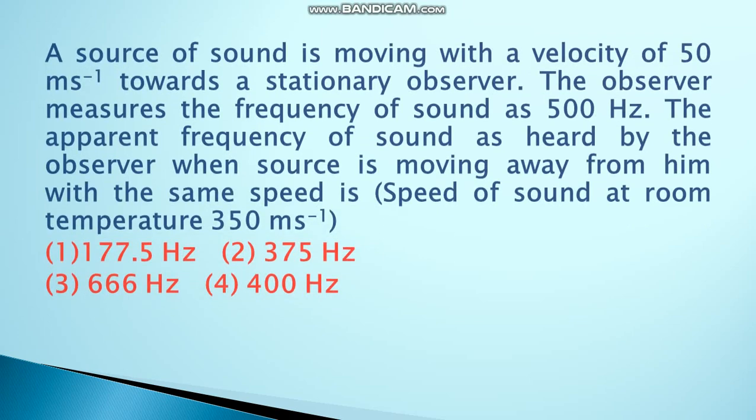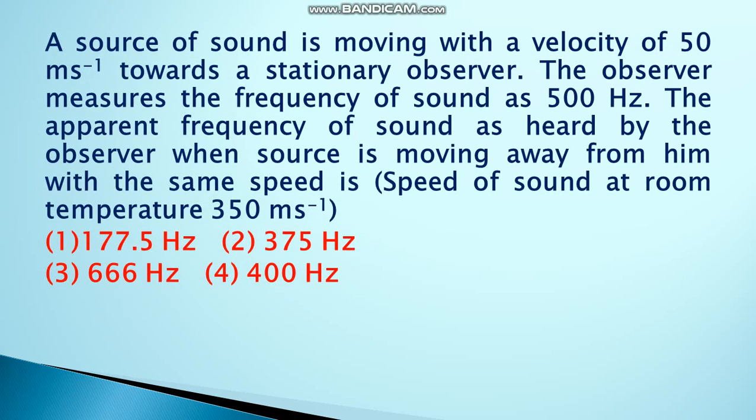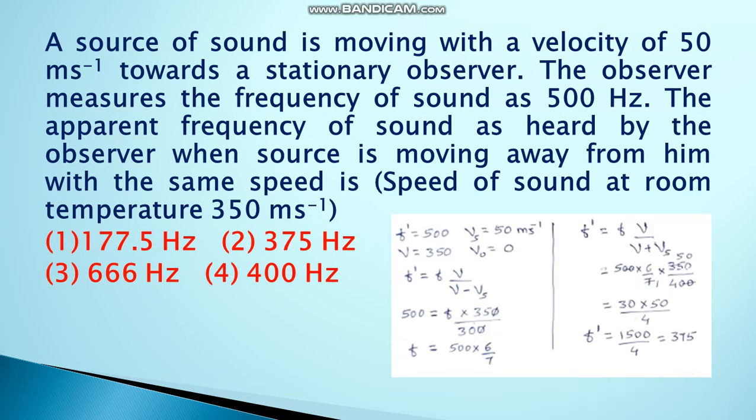Next question. A source of sound is moving with a velocity of 50 meter per second towards a stationary observer. The observer measures the frequency of sound as 500 Hz. What is the apparent frequency of sound as heard by the observer when source is moving away from him with the same speed? The question looks longer, it takes time to read, but it is easy to solve. Here apparent frequency is 500, and speed of source is 50 meter per second.